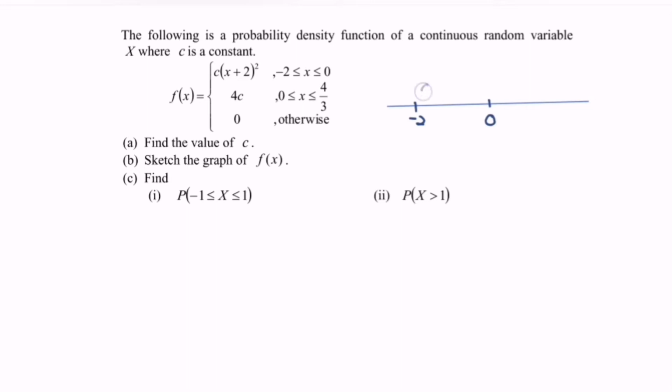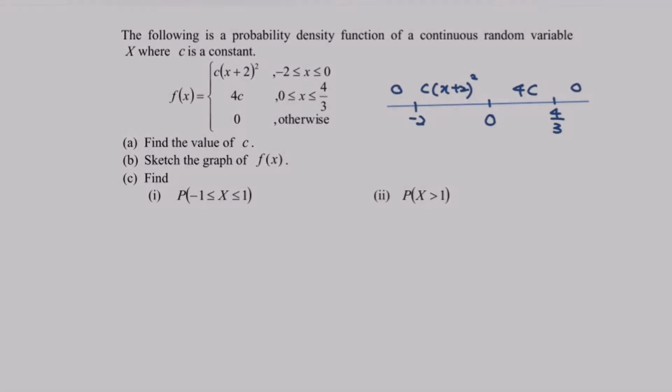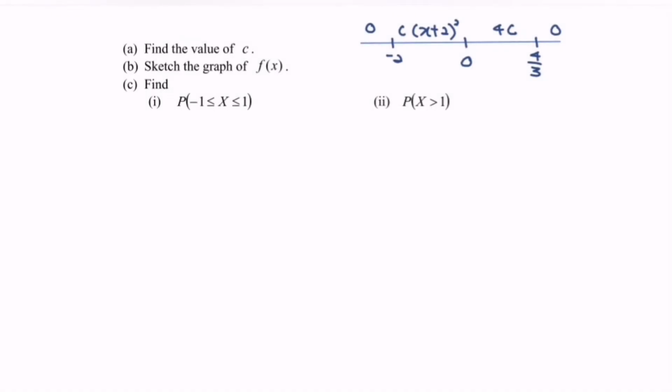With the function c multiplied by (x plus 2) to the power of 2. Next, from 0 until 4 over 3 with the function 4c. Otherwise, the function is 0. Part A: find the value of c.